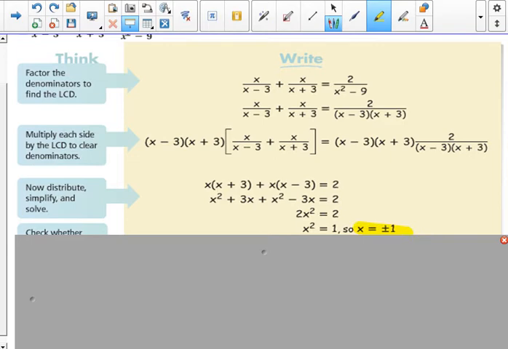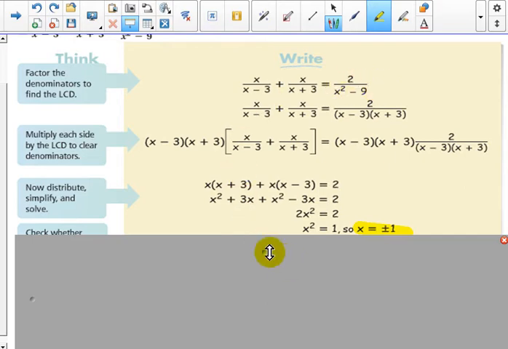But we need to decide, is this a real solution or an extraneous solution? Now remember, a real solution means if I put this number back into the original equation and check, it comes out a true statement. An extraneous solution means you put that number back into the original equation and it made a false statement, or it made, say, an undefined fraction.